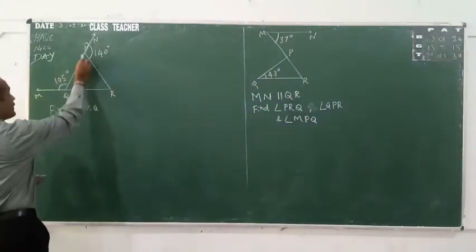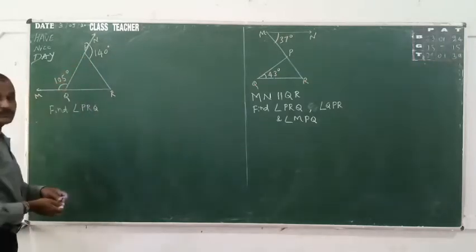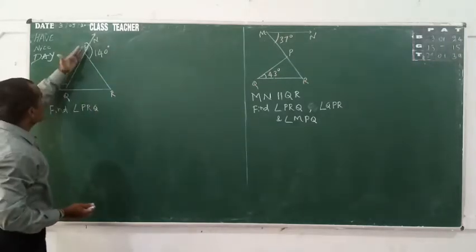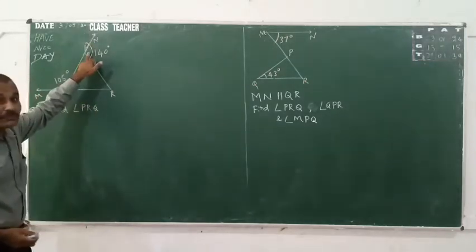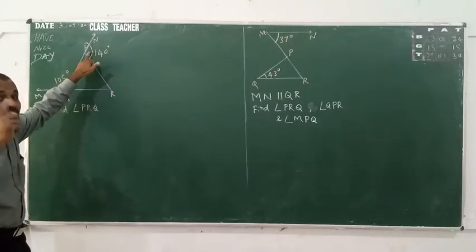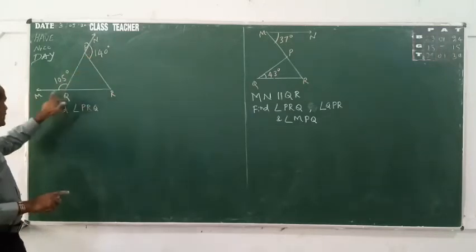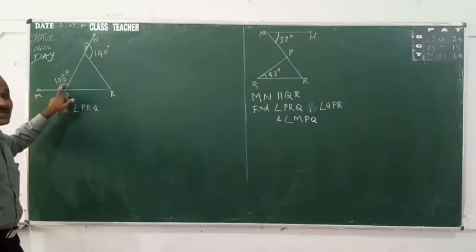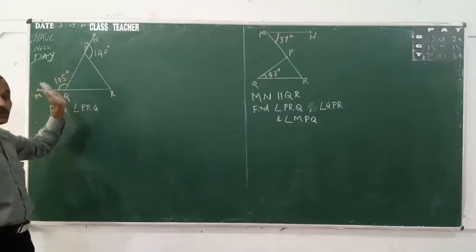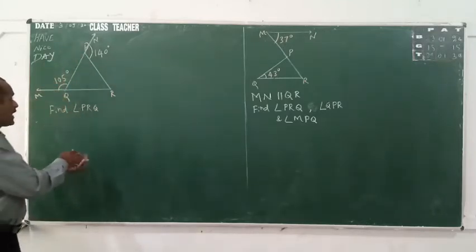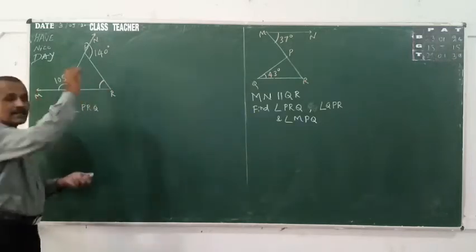They have given you PQR is a triangle. This side is also produced. My dear children, no doubt this is called an exterior angle. This base is also produced, so this is also called an exterior angle. These things are given to you and they ask you to find angle R. This angle has to be found.